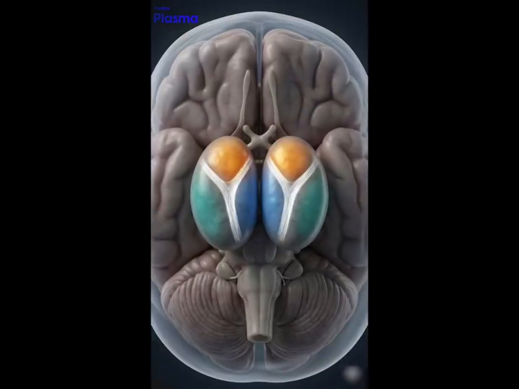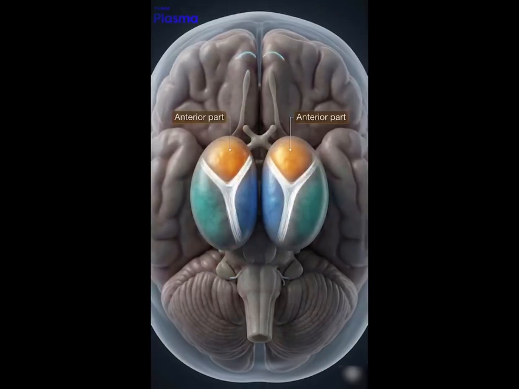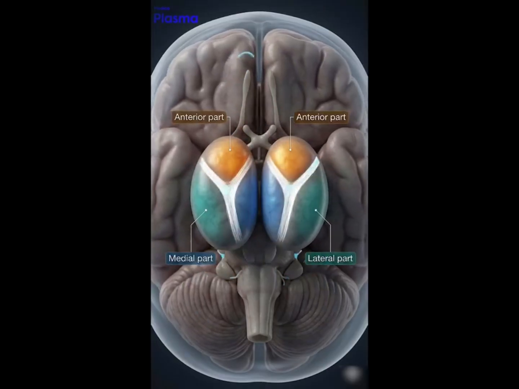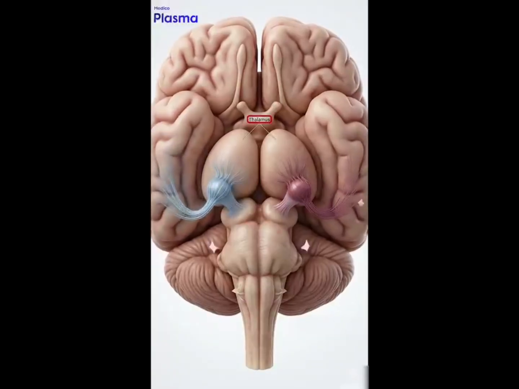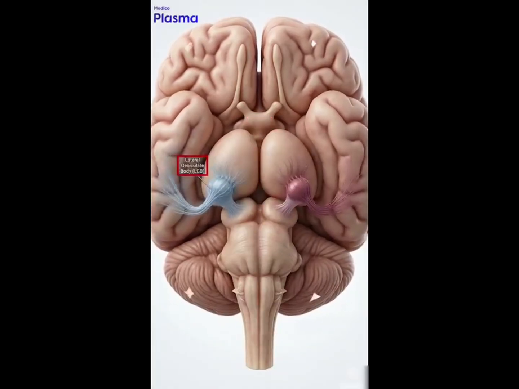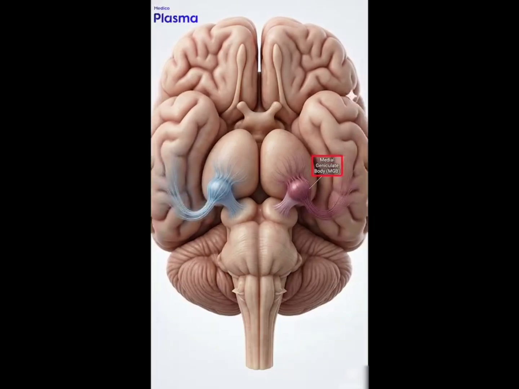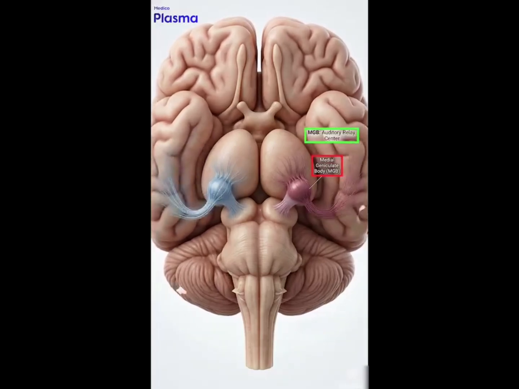Structurally, each thalamus is divided by a Y-shaped internal medullary lamina into anterior, medial, and lateral parts. Posteroventrally, the thalamus shows 2 distinct enlargements: the lateral geniculate body, which serves as the visual relay, and the medial geniculate body, which serves as the auditory relay.